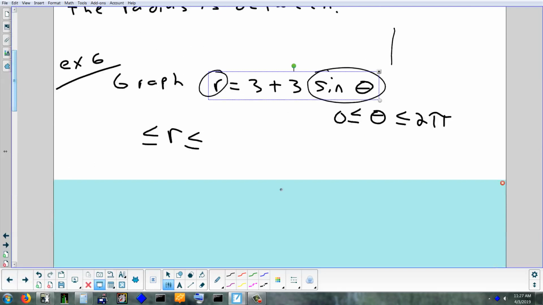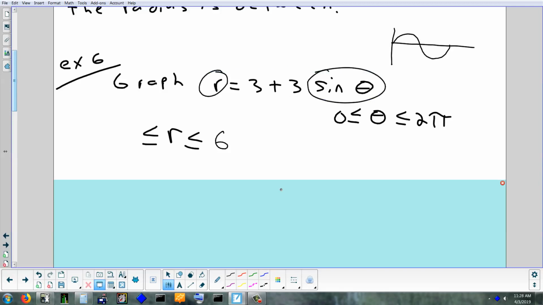Okay, here's your graph of sine. What's the highest value that sine can ever hit? Yeah, 1. Now what if you triple that? 3. And what if you add 3 more to it? 6. So the largest or the furthest you could ever be from the origin would be 6 units.